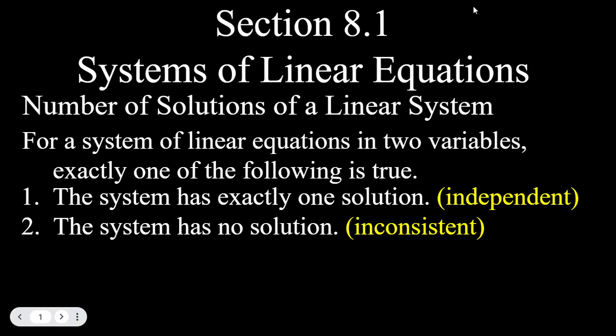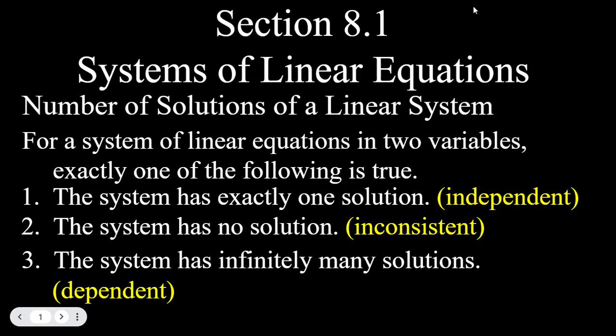The third thing that can happen is you might have two separate equations, and when you graph them, they're actually the same line. In that case, we have infinitely many solutions. If there are infinitely many solutions, we say that system is a dependent system. That means both equations are actually equations of the same line, so they all have the same solutions. Okay, those are our three options.